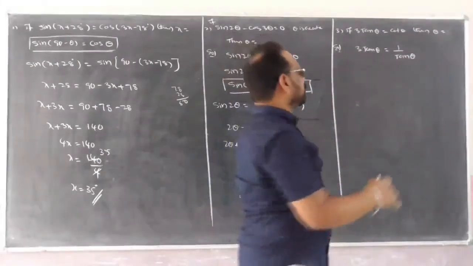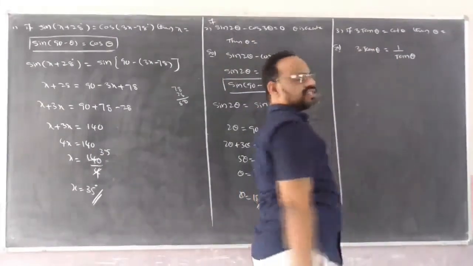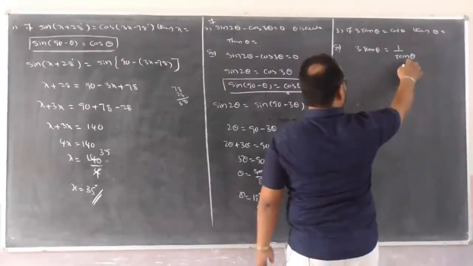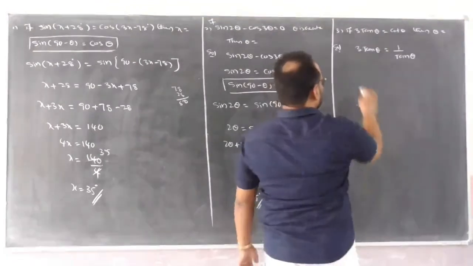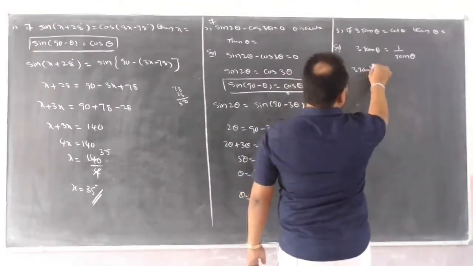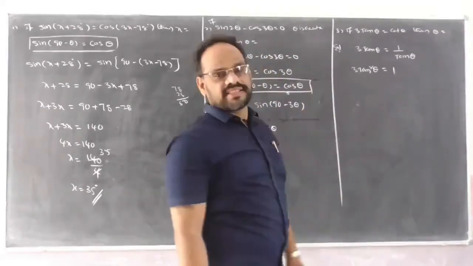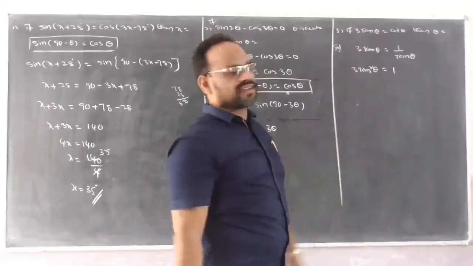If you transpose tan theta from RHS to LHS, it will become a multiplication. Here it is division, so it will become multiplication. Here 3 tan square theta is equal to 1. Tan theta into tan theta is tan square theta, so 3 tan square theta is equal to 1.